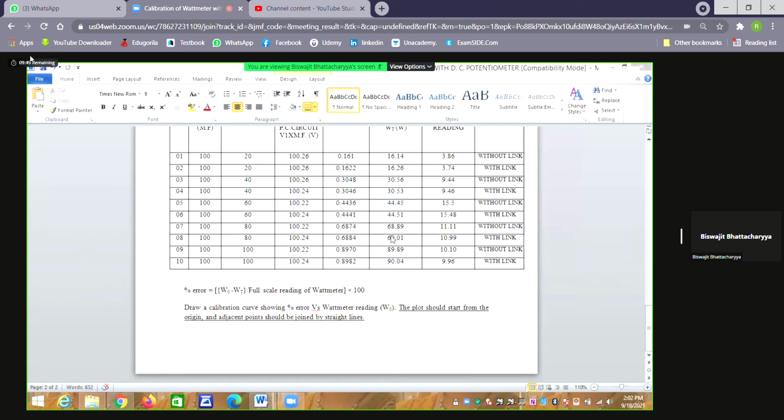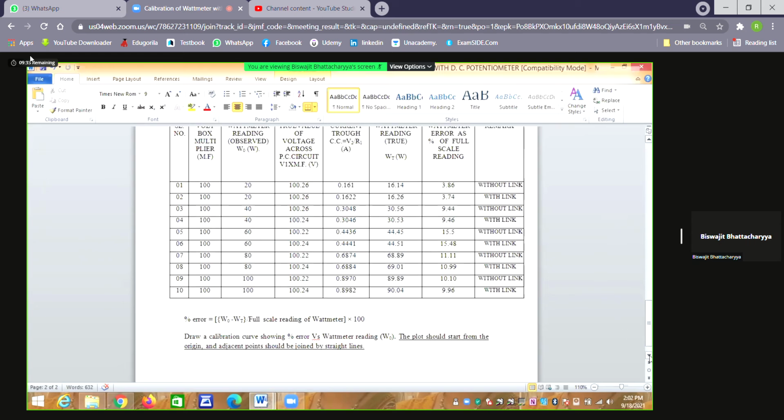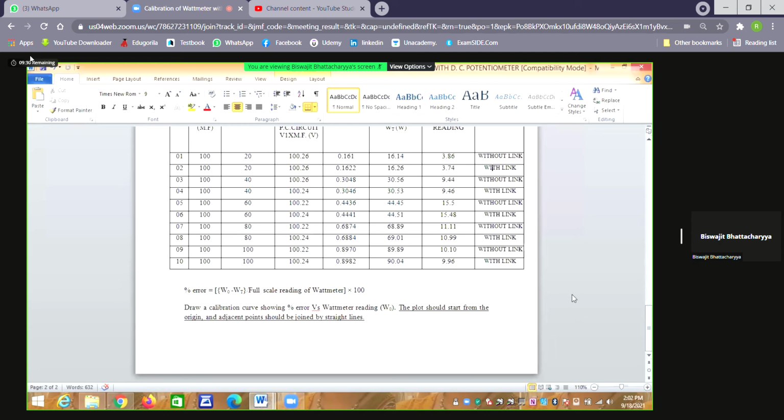And note that our graph must start from 0, because initially when no supply is given, our wattmeter pointer should start at the 0 position. Otherwise, we will say that there is some offset error. So in the calibration curve, that is an important thing. Don't forget to give the reading at the 0 position: reading 0, error 0. That will be the origin. The plot should start from the origin, as it is given here.